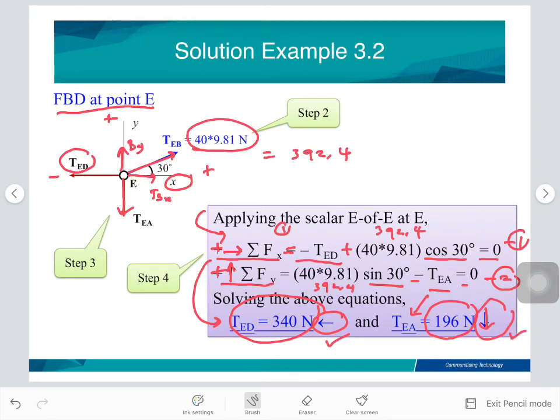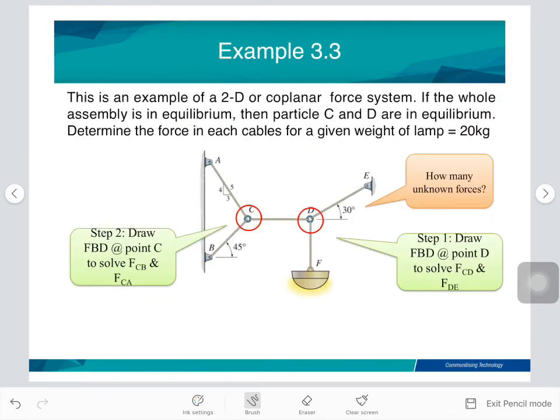Got it? Now let's solve example 3.3. Here we have a 2D coplanar force system, and the whole assembly is in equilibrium. Then particles C and D are in equilibrium. We need to determine the force in each cable, and the weight of the lamp is given as 20 kg.